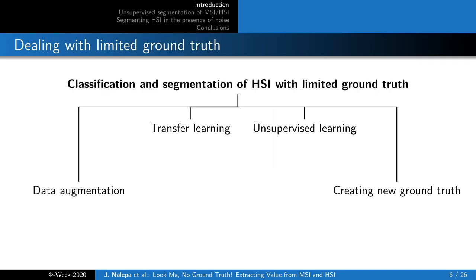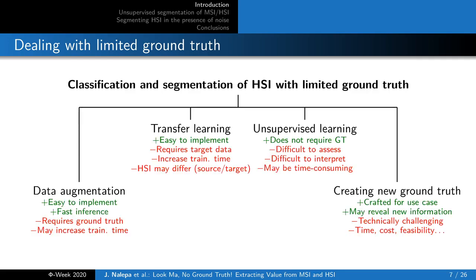And of course, we can first try to synthesize the data based on the original data, in the data augmentation process. Then we can try to build our models over the existing data and then transfer it to our new domains in the transfer learning approach. We can try to generate new ground truth, and we can try to benefit from unsupervised learning where we just don't have any labels available.